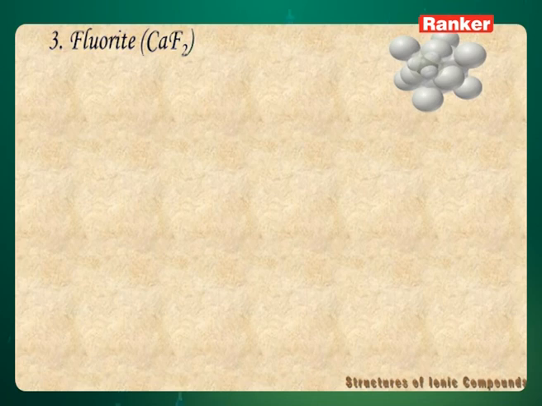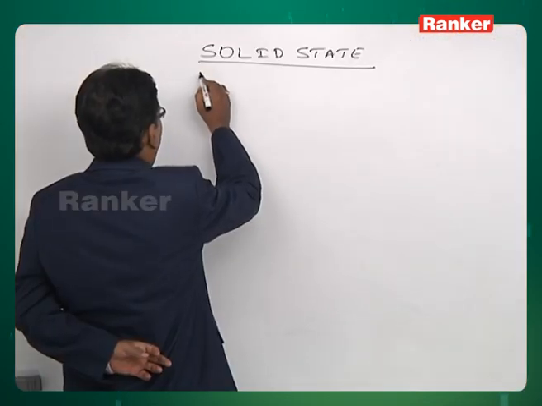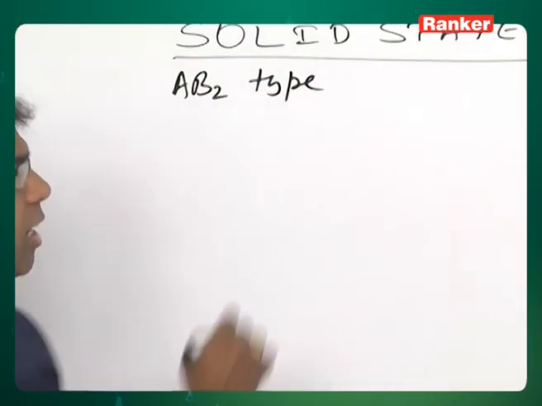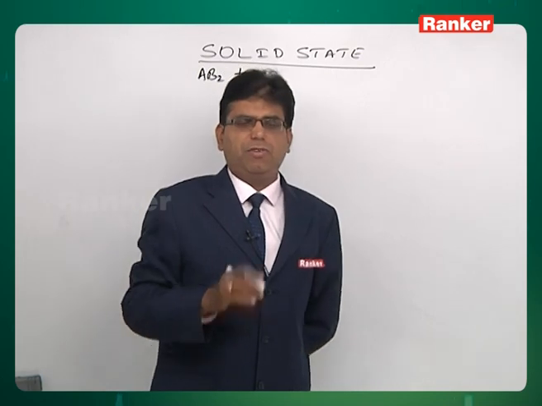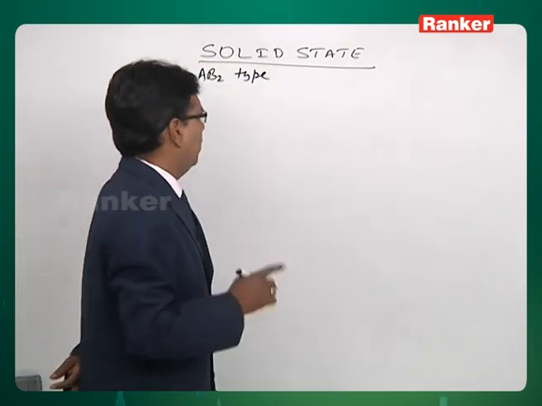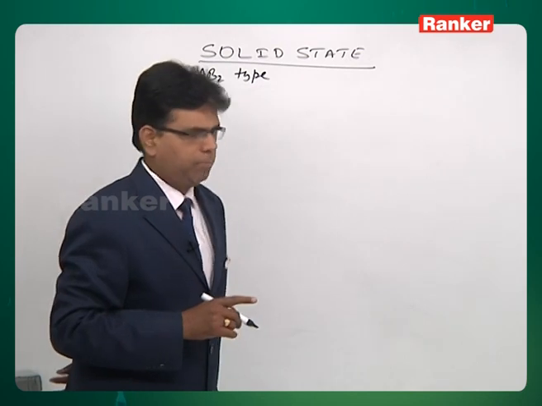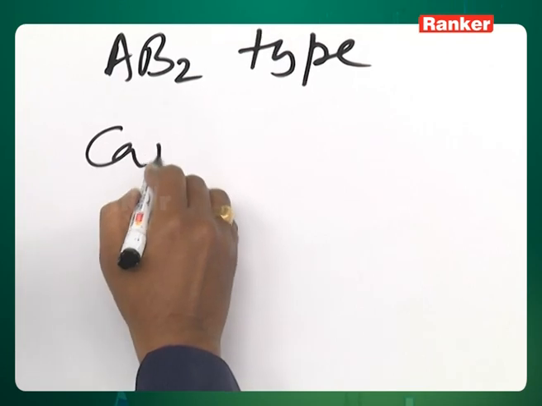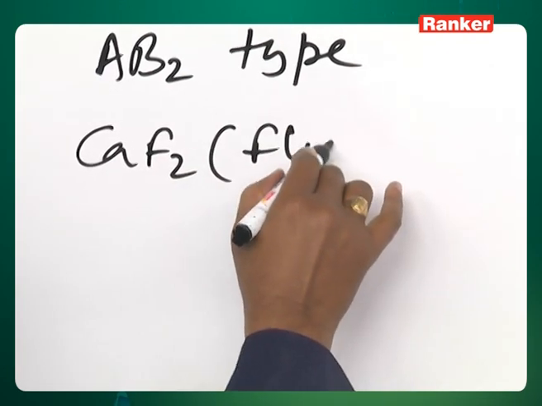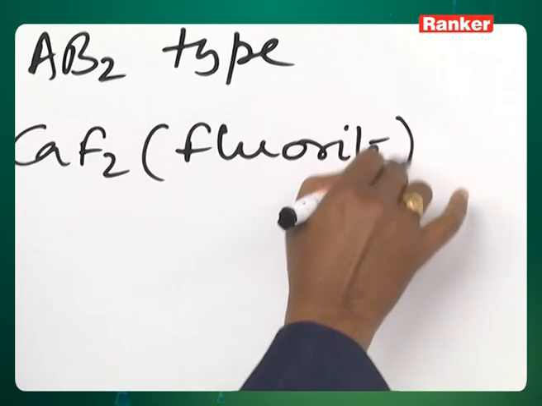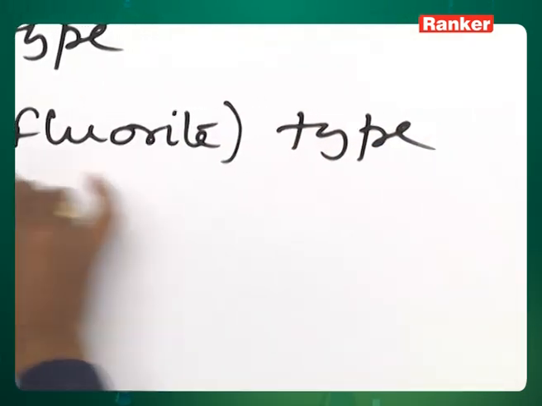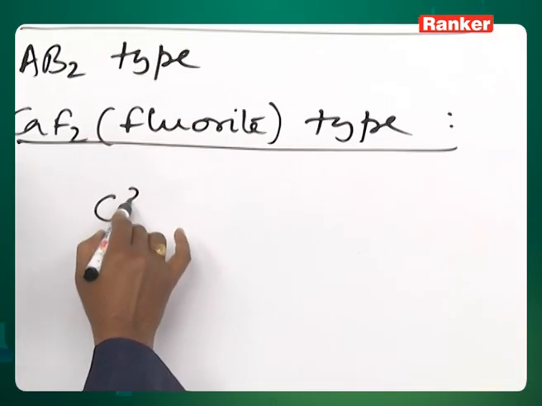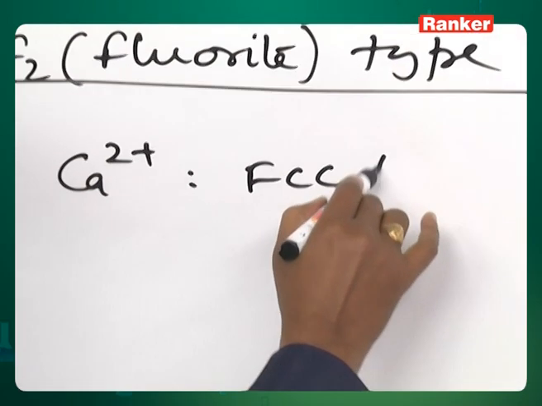Now, we will go to the fluorite type. Now, we go for the AB2 type. Earlier what we have seen is AB, that is a 1:1 ratio of cation to anion. Now, it is a 1:2 ratio of cation to anion. CaF2 is the first example, that is fluorite, which is what we call the fluorite type. In this fluorite type, what happens is the cation, calcium ion, forms an FCC lattice.